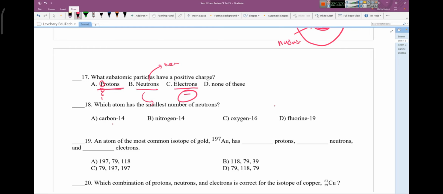Which atom has the smallest number of neutrons? Now you see, neutrons should be calculated using the formula. I told you, right? A is equal to N plus P. Now we have to find out neutrons, so I'm going to derive an equation: N is equal to A minus P.